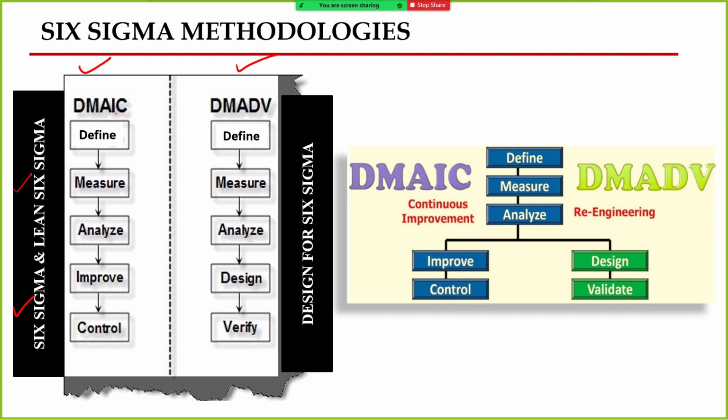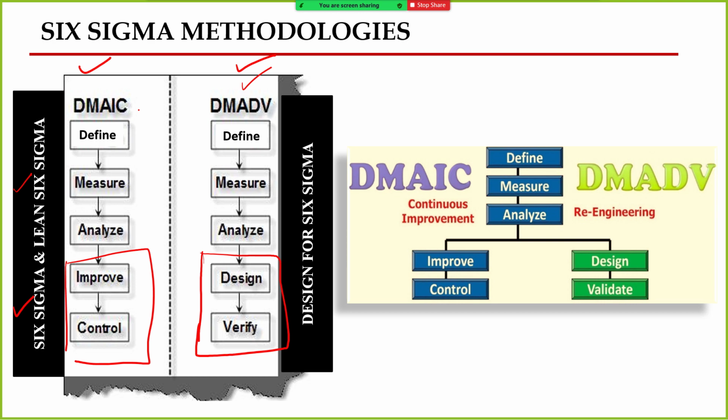If you want to improve your existing process, we can implement the DMAIC methodology. But if we want to re-engineer it, then we can apply the DMADV methodology. The only difference lies in the last two phases, which are design and verify, whereas over here it is improve and control. So that means in every particular phase of DMAIC and DMADV, we are basically trying to answer a question.